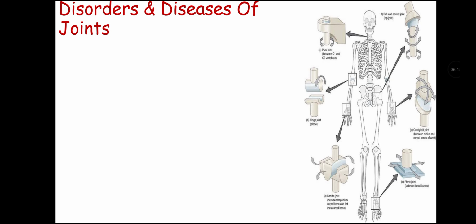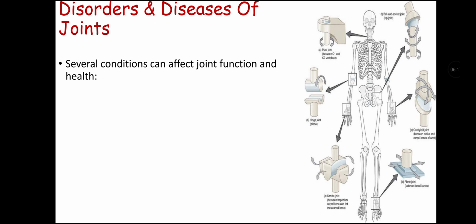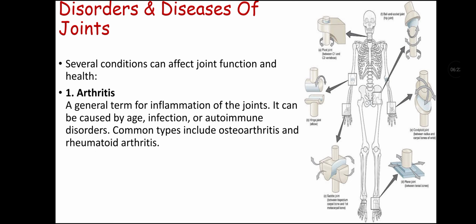Now let's talk about disorders and diseases of joints. Several conditions can affect joint functions and health. First is arthritis, a general term for inflammation of joint. It can be caused by age, infection, or autoimmune disorders. Common types include osteoarthritis and rheumatoid arthritis.